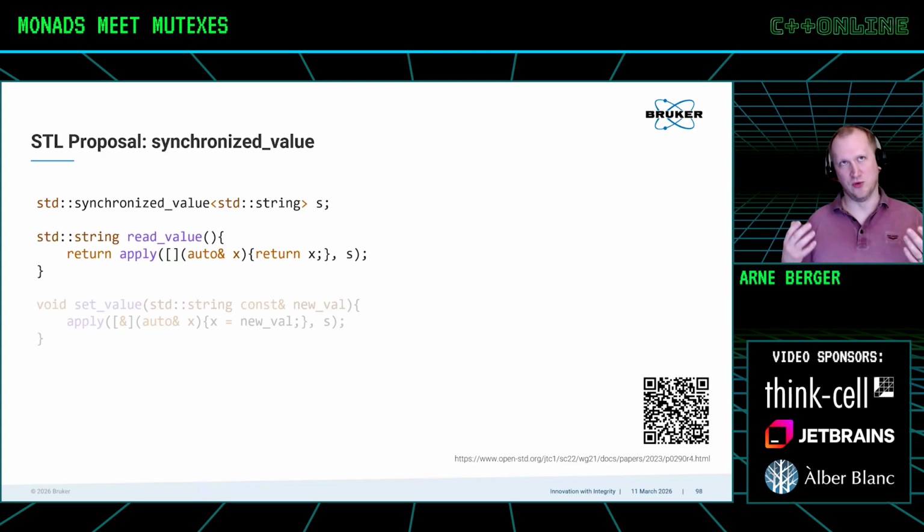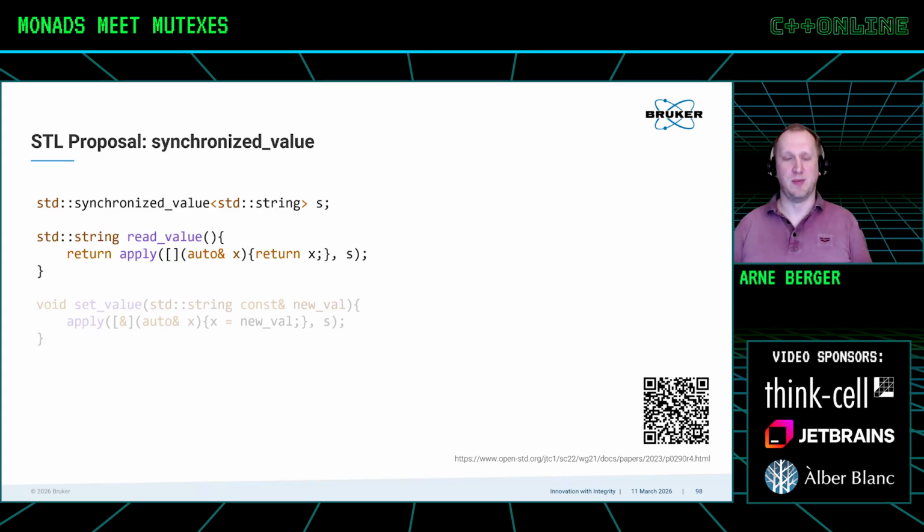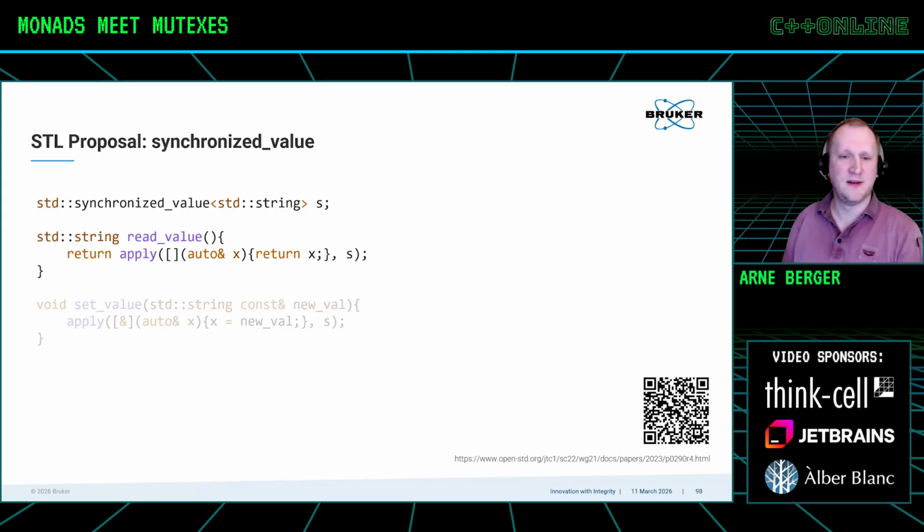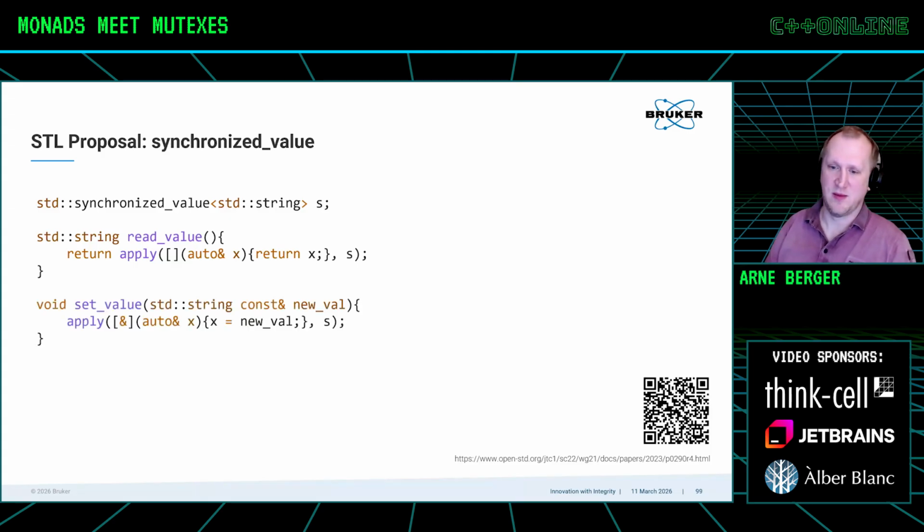So that's similar to tuples, where you also have an apply function. And then you can, of course, return it or set it. You do that with the same apply function. So that's basically everything it does. It wraps the value and has an apply function. What you can do is pass multiple synchronized values to the same apply function and work on them together, and under the hood they will execute some deadlock preventing algorithm to lock them all together without causing deadlocks.